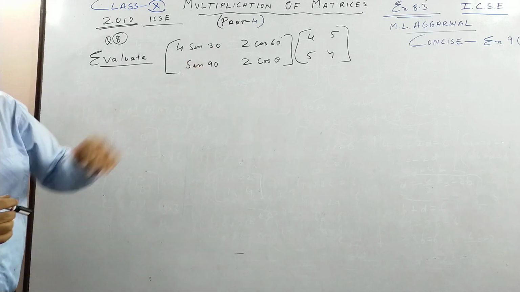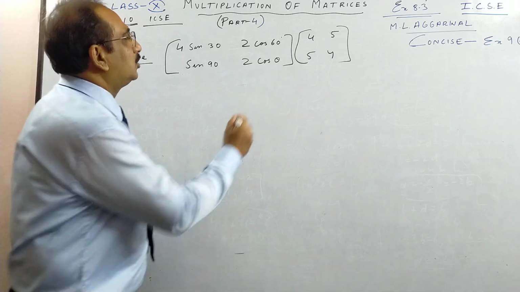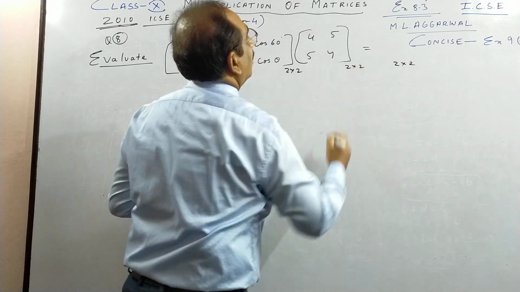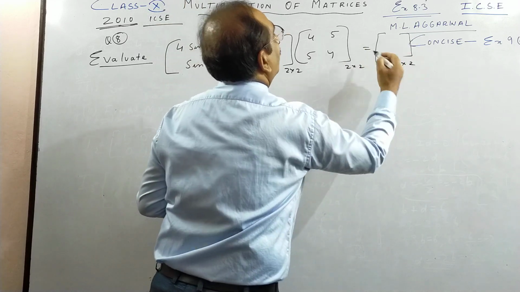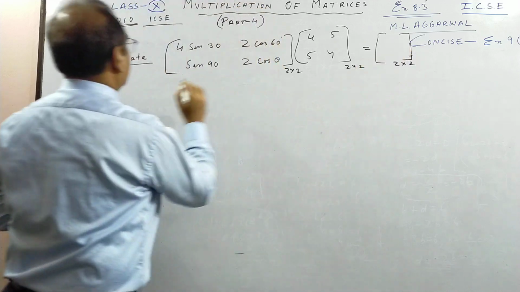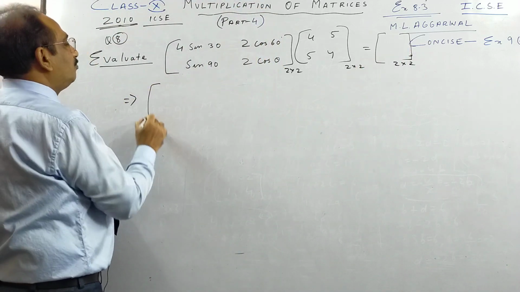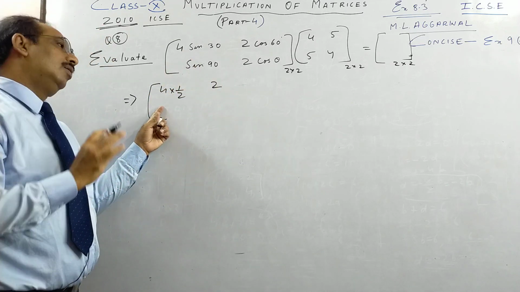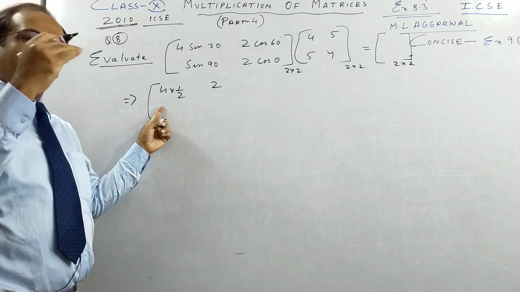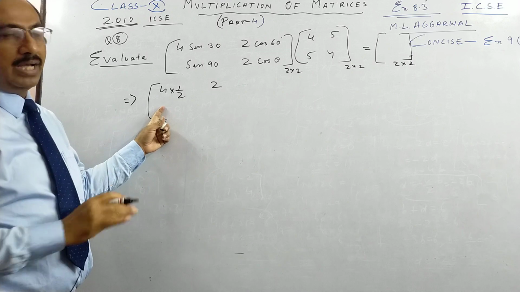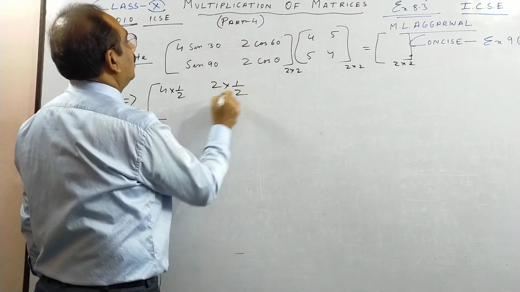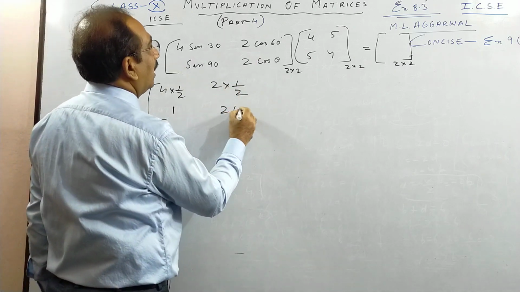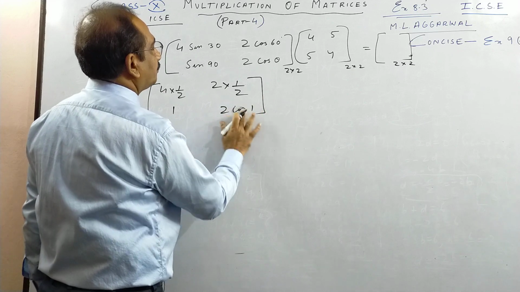So evaluate means we have to find the value, children. This is a 2 by 2 matrix, you multiply by a 2 by 2, so you will get a matrix which will be 2 by 2. So we have to find that matrix. Don't get confused, simply put down the values of standard angles that you have learnt in class 9. Please remember standard angles from class 9, 10, 11, 12. If you are doing maths, you cannot avoid standard angles. So sine 30 is half, cos 60 is half, sine 90 is 1, and cos 0 is 1.